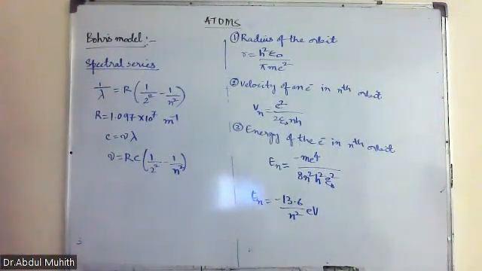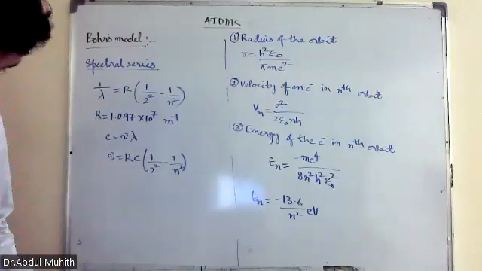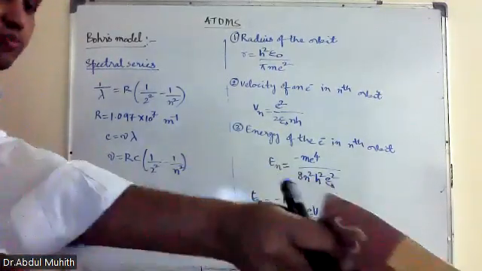So this is about the spectral series formula. Now we can start solving some numericals. Start with the first one, which came in the board exam. This one, 12.2, came in the board exam. Just try this, 12.2.